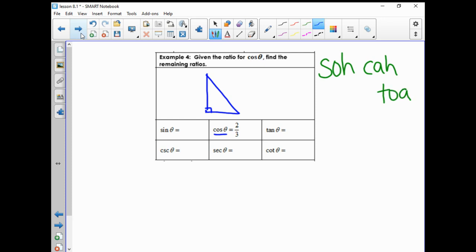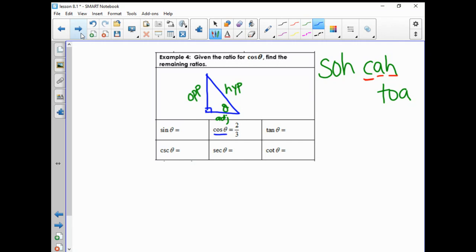SOHCAHTOA. So when they told us the cosine, really what they are telling us is two sides. They're telling us the adjacent side and the hypotenuse. So if we're to draw our triangle, let's go ahead and choose an angle to be theta. I'm just going to put it down there, and I'm still going to label my triangle. The very first thing I always do after I draw the triangle is label it. So go across from theta, that's our opposite. Across from our right angle is the hypotenuse, and that leaves this side to be the adjacent.